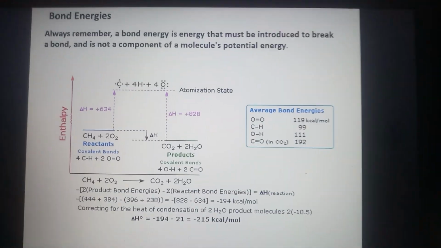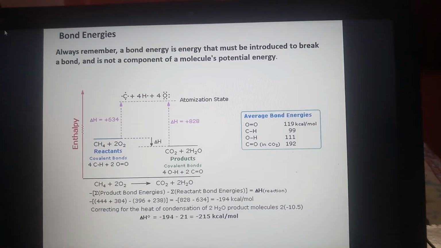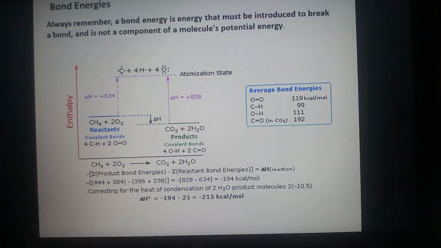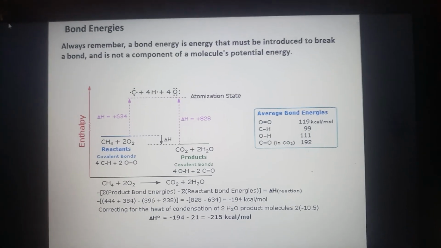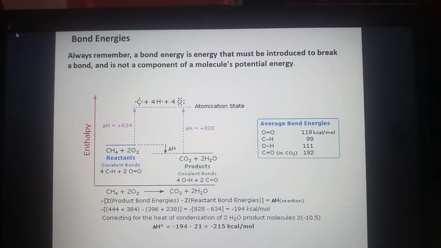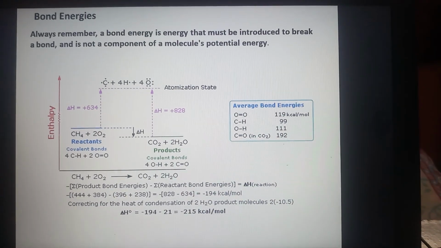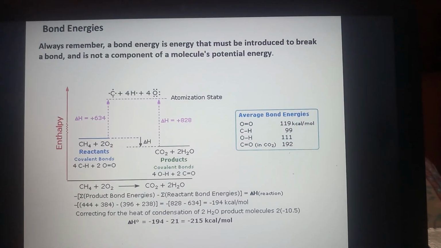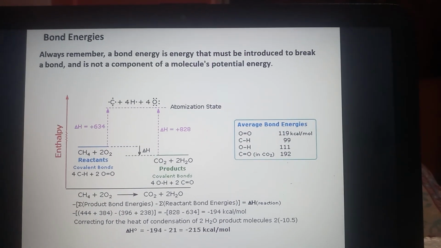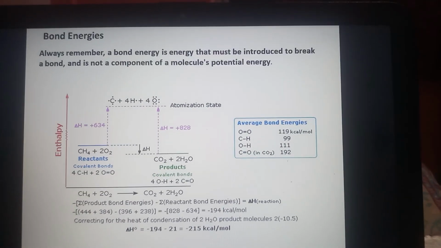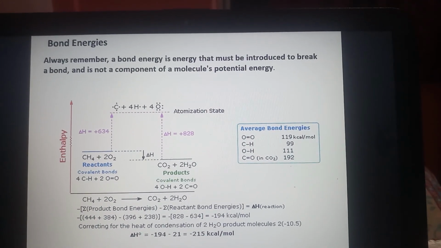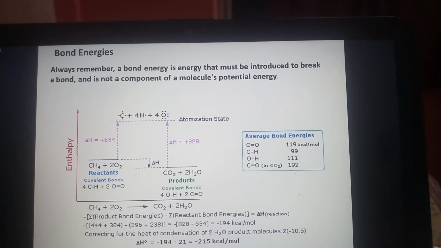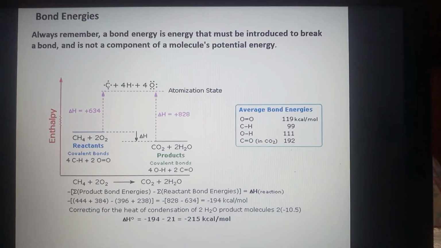Now we can calculate bond energies this way. Total bond energies of reactants compared with the bond energies of the products determines the enthalpy change of the reaction. You have seen from the diagram. Thus, if the products have a greater total bond energy than the reactants, the reaction will be exothermic, and the opposite is true for an endothermic reaction. The following diagram illustrates this relationship for the combustion of methane.